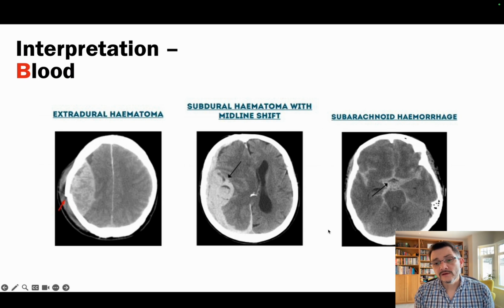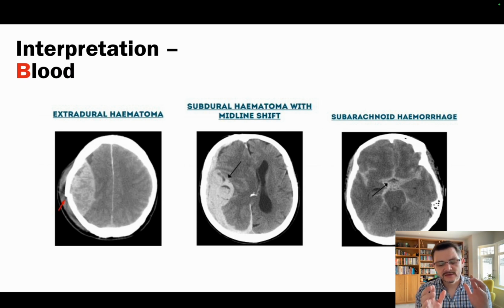The one that tends to be more spontaneous rather than trauma-related is a subarachnoid hemorrhage. This is usually when you have a ruptured aneurysm, for example, and this is showing you the blood specifically in the cistern spaces here, but it's a graphical way of demonstrating that the blood is within the brain tissue territory, but not within the brain.